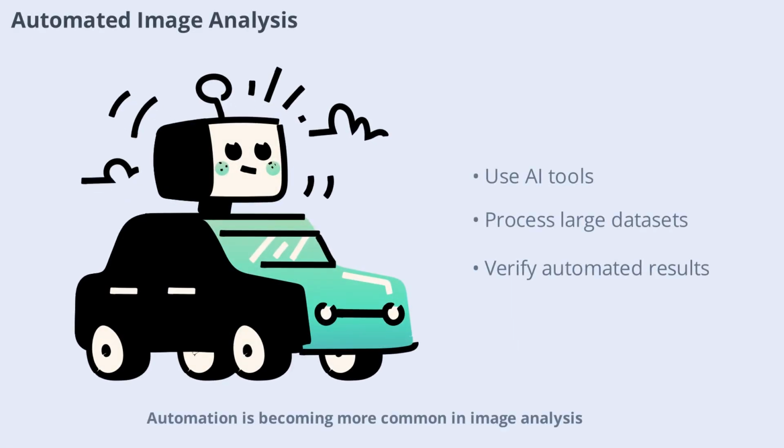Automation is becoming more common in image analysis. Machine learning and artificial intelligence tools can quickly process large numbers of images, identify features, and even classify objects. While automation saves time, always verify results to ensure accuracy.